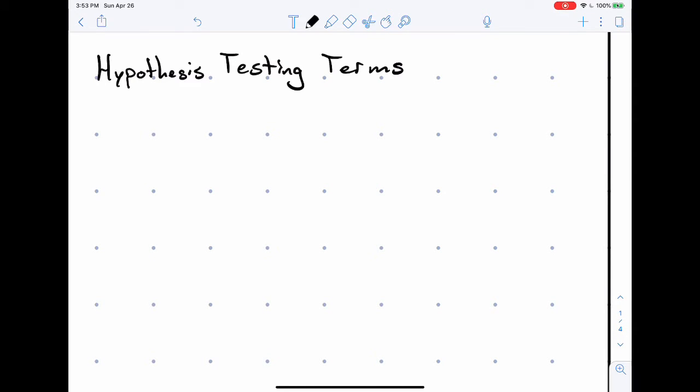Here I'm going to talk about hypothesis testing terms. That is, all this is very formal and they have formal names. And let's introduce these definitions so you know the language.